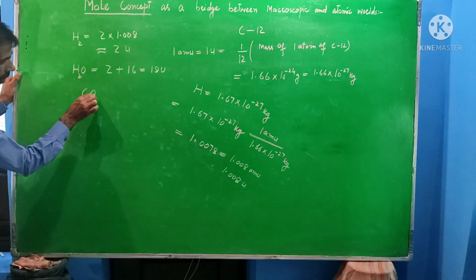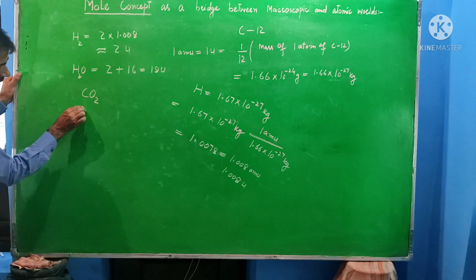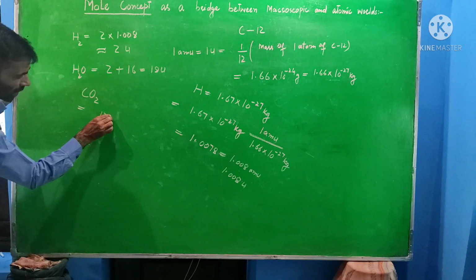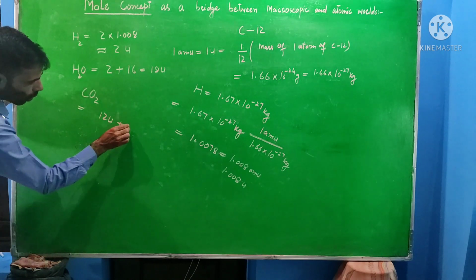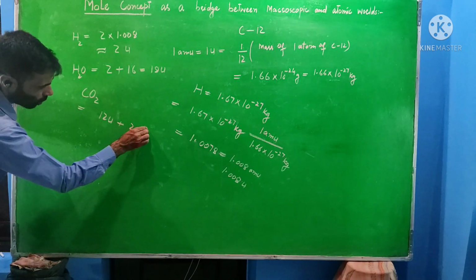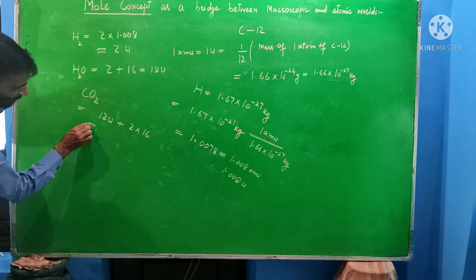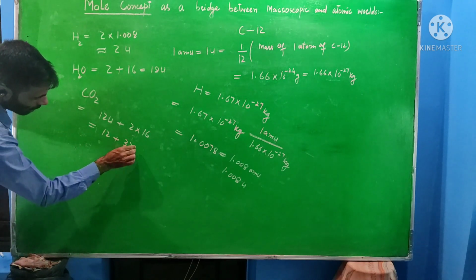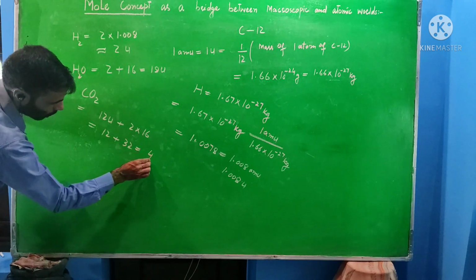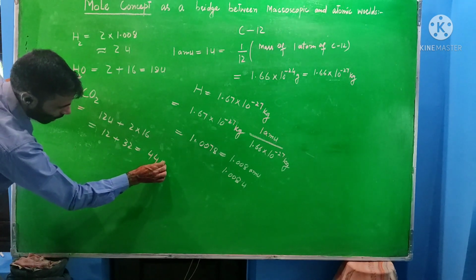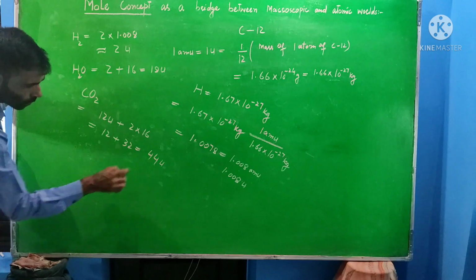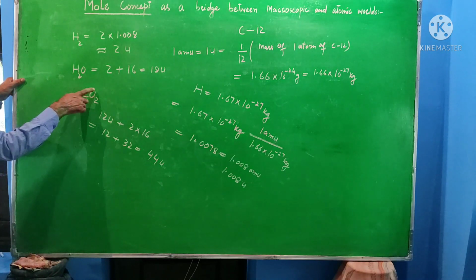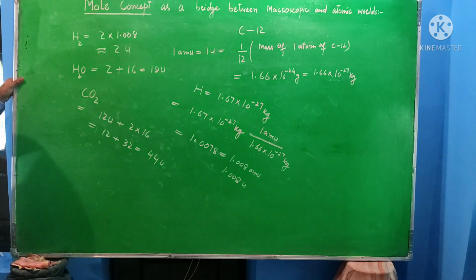Similarly, if I take a carbon dioxide molecule, then carbon has an atomic mass of 12 U. After that, 2 oxygen atoms, so 2 into 16. That will be equal to 12 plus 32, and this addition is equal to 44. If we write 44 U here, that is the molecular mass of carbon dioxide.